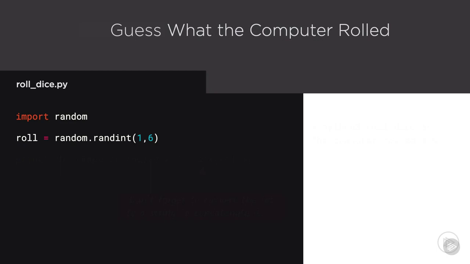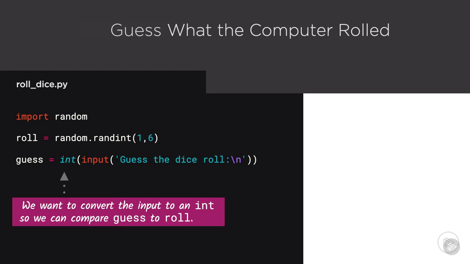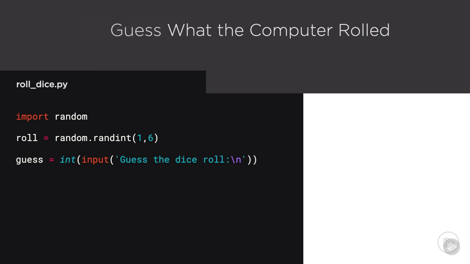Now that we've simulated rolling a dice, let's remove the print statement and instead turn this into a little game where we ask the user to guess the dice roll. Let's use the input function to prompt the user for a number with the message guess the dice roll. We also want to convert the input to an int with the int function, and we'll assign the result to the variable guess. We need guess to be an int so we can compare it to roll, which is also an int, to check if they're equal. If we run this, we can see the program prompts the user and the user is able to enter the number 6.